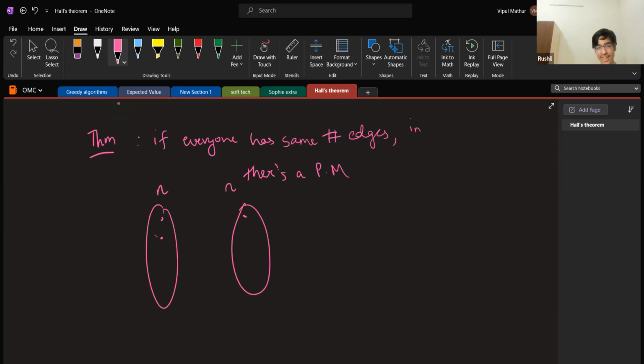But I'm basically saying if you have n things here and n things here, and each thing over here is connected to d things over here, this also is connected to d things, this also is connected to d things, people here are also connected to d things, etc. Then this graph will have a perfect matching. So this is what we are looking to prove now.